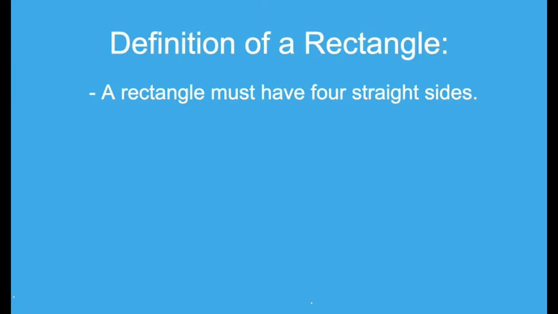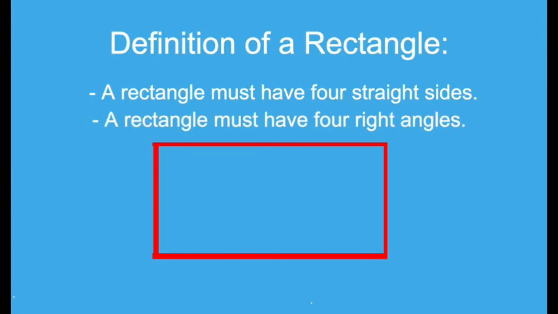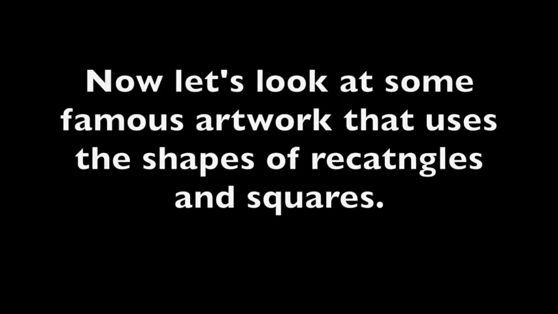What's the definition of a rectangle? A rectangle must have 4 straight sides. Also, a rectangle must have 4 right angles. Now let's look at some famous artwork that uses the shapes of rectangles and squares.